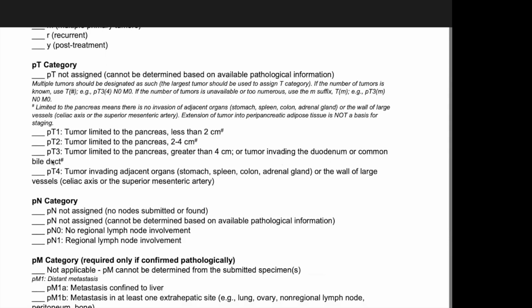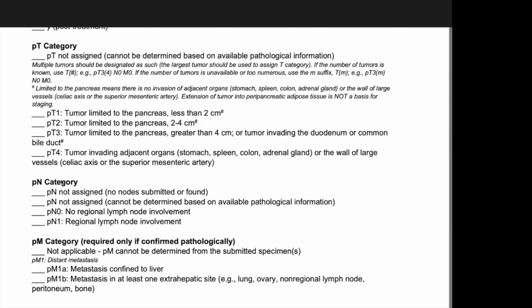Remember, in pancreatic ductal adenocarcinomas, if the pancreatic ductal adenocarcinoma involved the duodenum or the common bile duct, that didn't affect stage. Well, in pancreatic neuroendocrine tumors, it does affect the stage, sorry. And then PT4 is defined as involving adjacent organs, so if it involves the stomach, the spleen, colon, adrenal, or large vessels such as our celiac axis, that's a PT4.